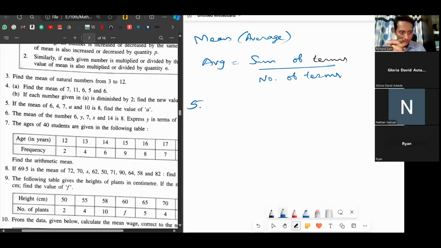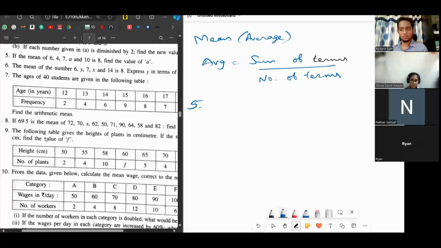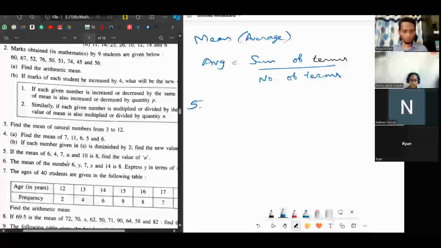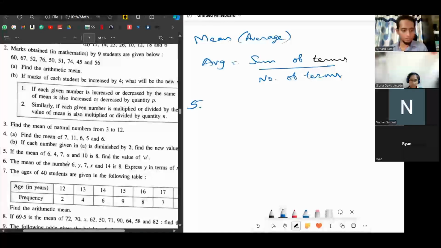Anyone got the fifth answer? Okay, is there anyone who did not get the answer? 13? I did not get that. Put the values in the formula.